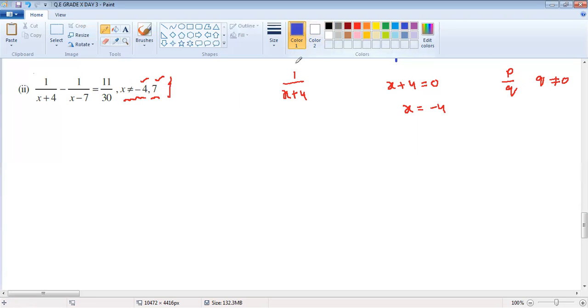Now, coming to this one, first of all, we'll go for the LCM. The LCM is x plus 4 into x minus 7. These are two different terms, so the product will be the LCM.